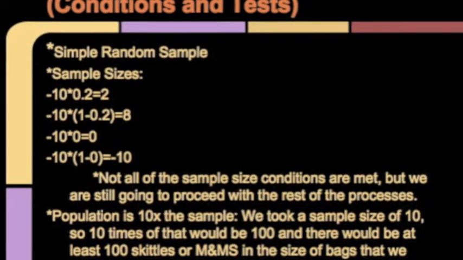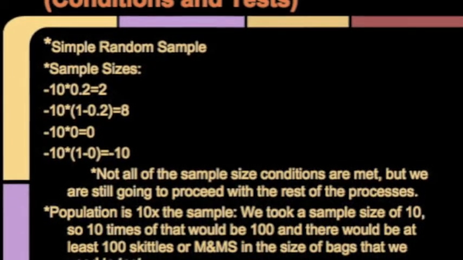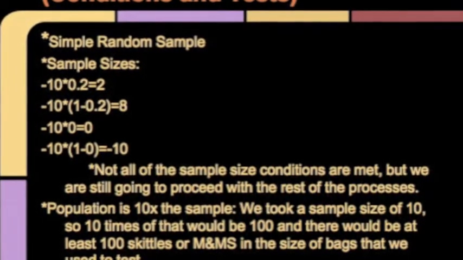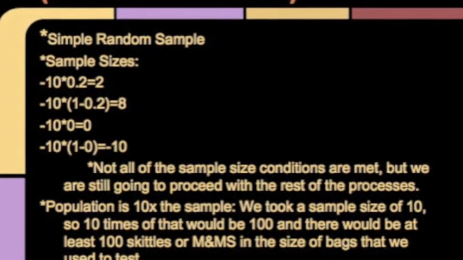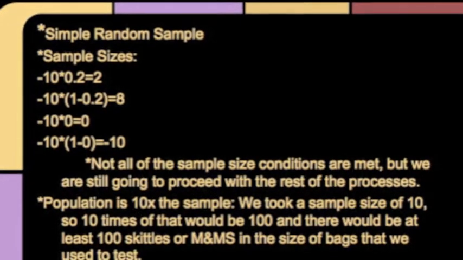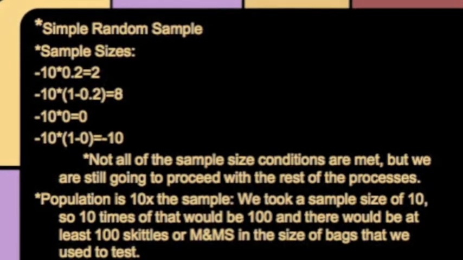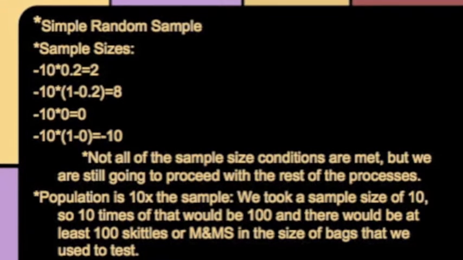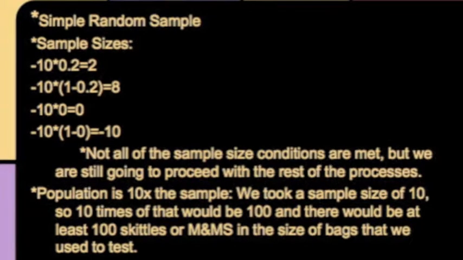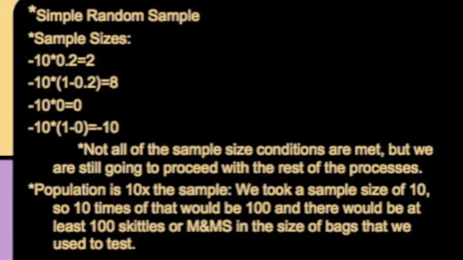Simple random sample. Sample sizes: 10 times 0.2 equals 2. 10 times (1 minus 0.2) equals 8. 10 times 0 equals 0. 10 times (1 minus 0) equals 10. Not all the sample size conditions are met, but we are still going to proceed with the rest of the process. Population is 10 times the sample. We took a sample size of 10, so 10 times that would be 100, and there would be at least 100 Skittles or M&Ms in the size of bags that we used to test.